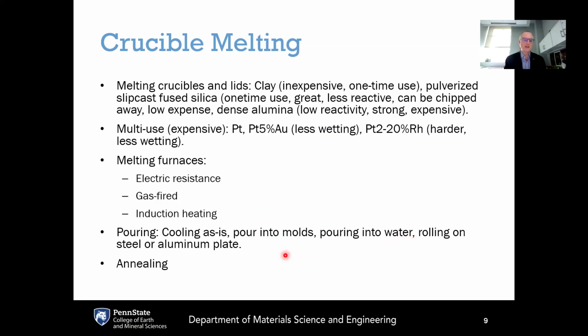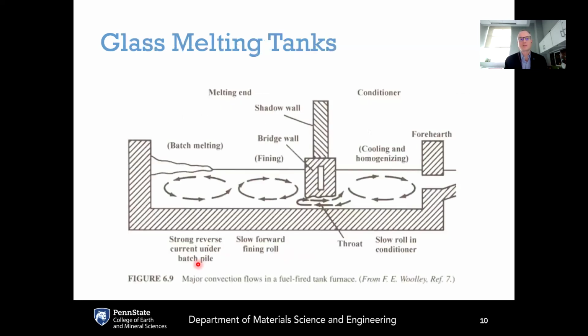And then the next thing after pouring it out would be to take your glass and put it into an annealing furnace. The annealing furnace should be set at around the annealing point of the glass. Now, that is batch melting.